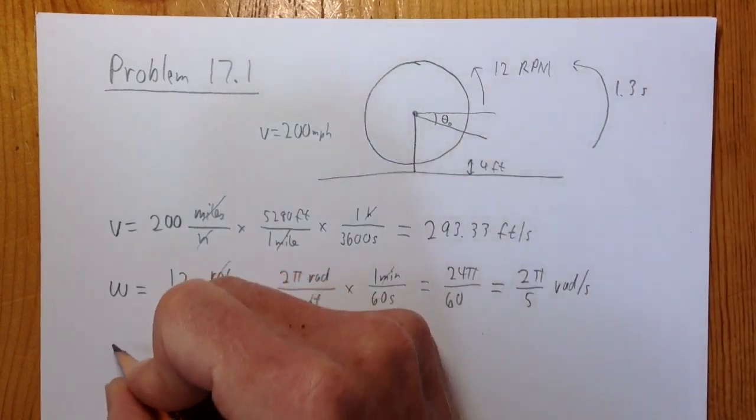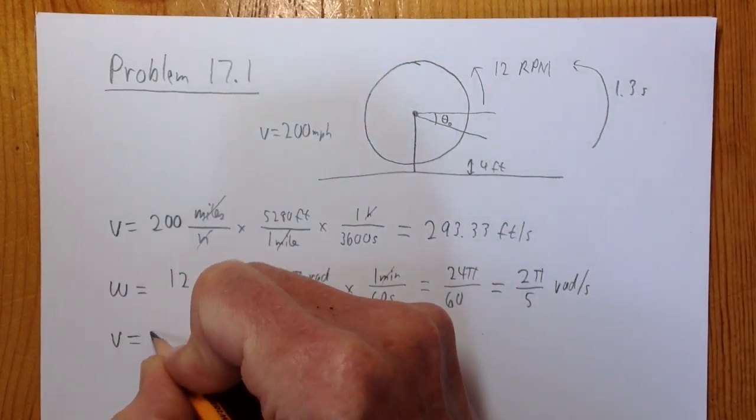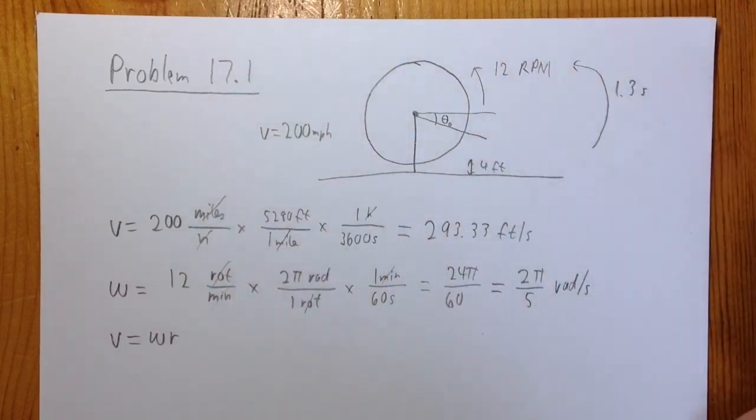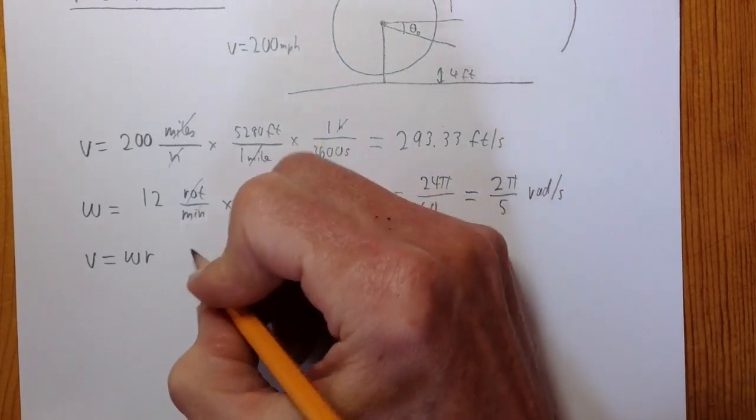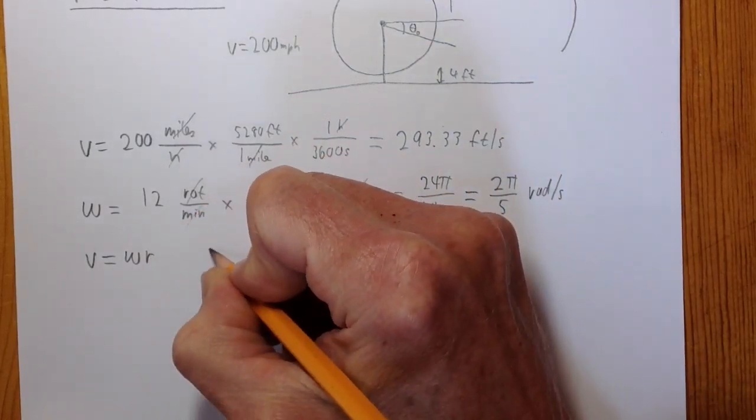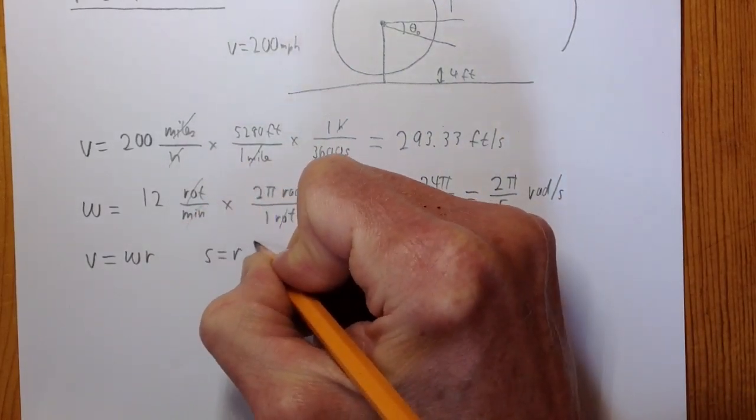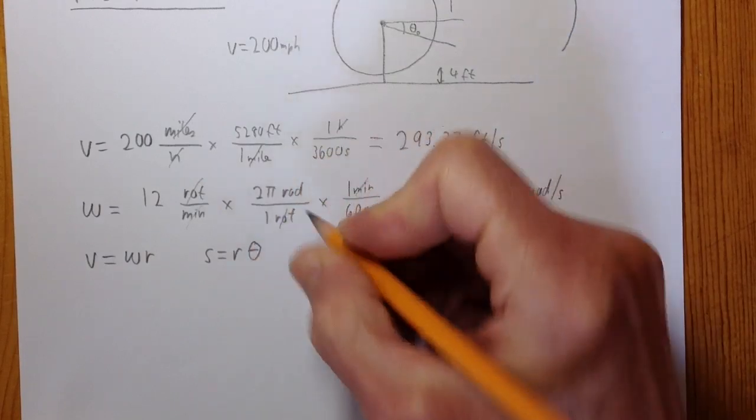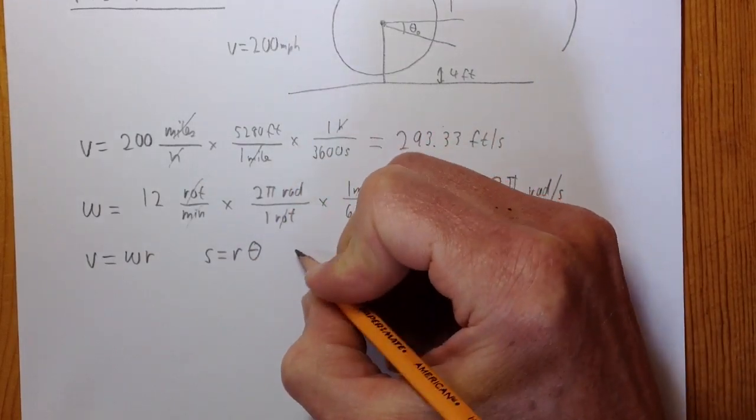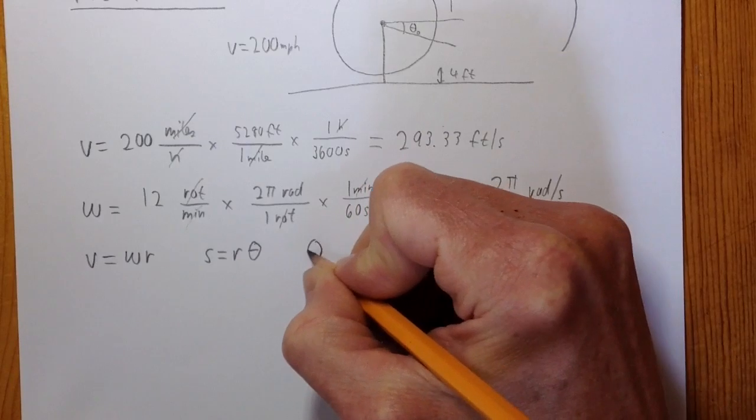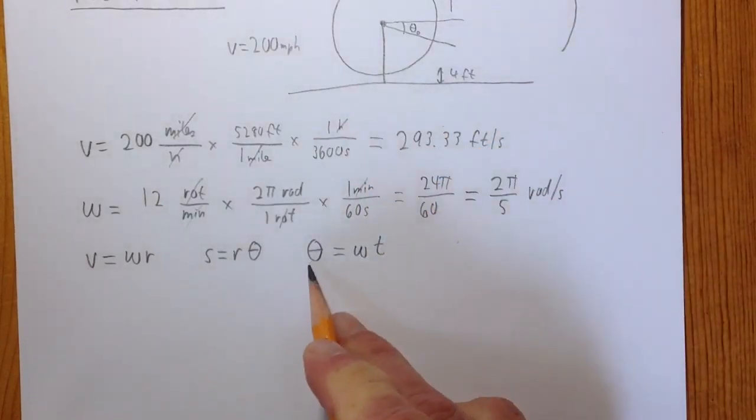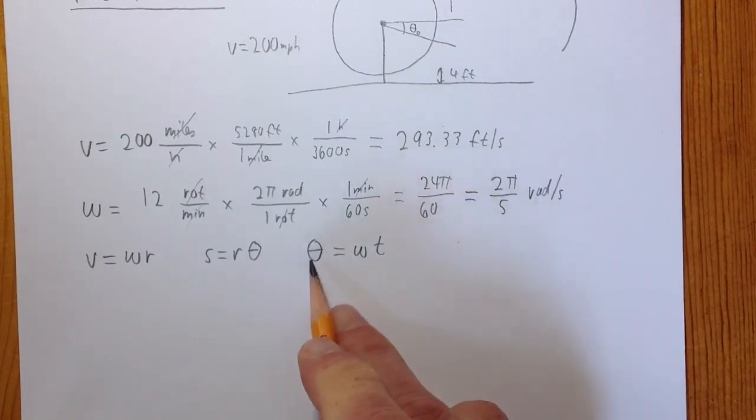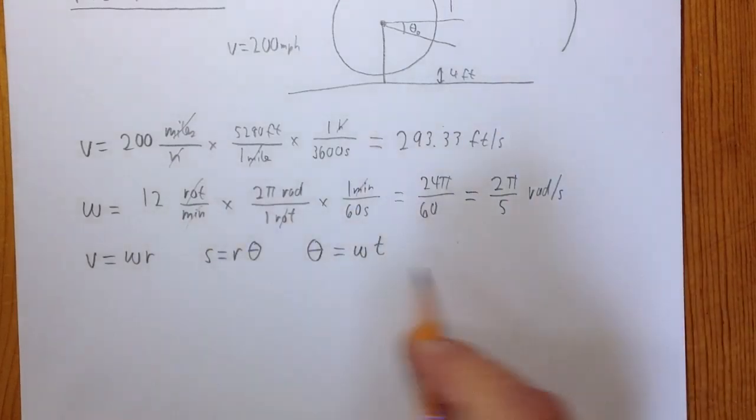Now we know that the velocity is omega r. Remember our 3 formulas you've got to remember from the last chapter. Velocity is omega r, arc length is r times theta, and theta is always in radians. And the other one is that the angle you turn, theta, is the angular speed times the time. That's just like distance is velocity times time. Angular distance is angular velocity times time. Those are our three formulas.